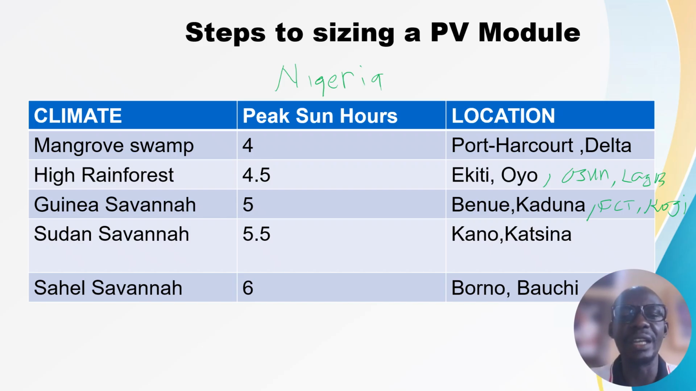Then the Sahara Savannah, Borno, Bauchi, like that. Are you getting it? So, averagely, peak sun hours. When you are designing, you just pick any of it and design. But if you are not within Nigeria, you will have your own peak sun hours. You get it. So that's just it.